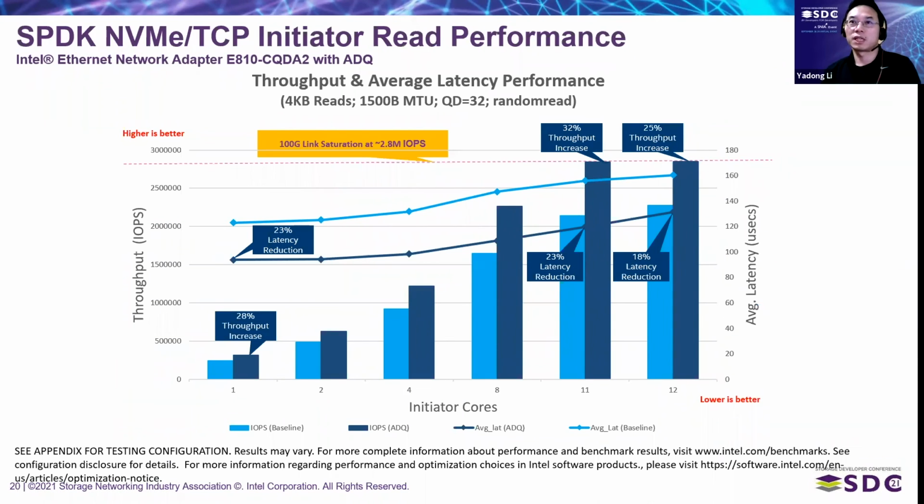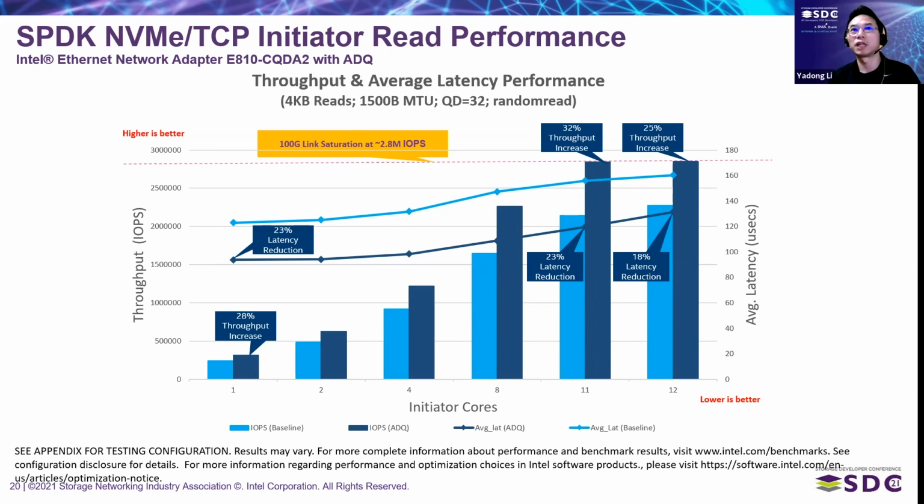So here's the performance slide. Okay, this slide has 2 sets of data on the IOPS and the average latency. The IOPS I displayed in the box here. So the light blue color one is the baseline SPDK NVMe over TCP initiator, right? And the dark blue one is with ADQ enabled. The lines here are for average latency. Again, the dark blue line is for ADQ enabled. The lower the better in this case for latency.